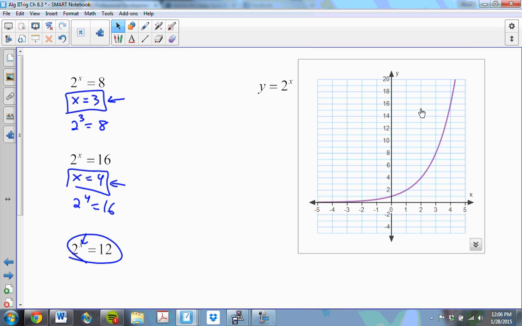Over here, we made the graph of the function y equals 2 to the x. If we look at this graph, remember, this shows all of our possible solutions to the equation y equals 2 to the x. So the y value equals 12 here. If the y value is 12, the x value looks to be a little bit bigger than 3.5. So it's probably 2 to the 3.5-ish.